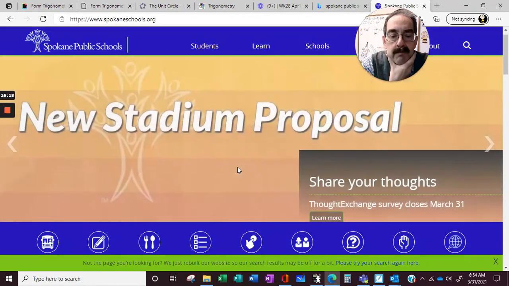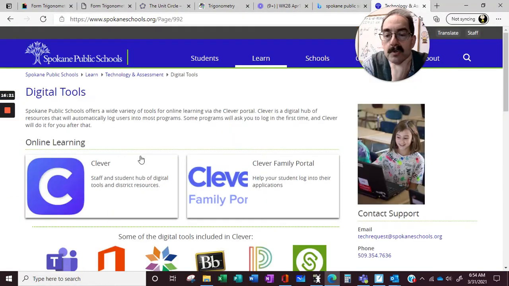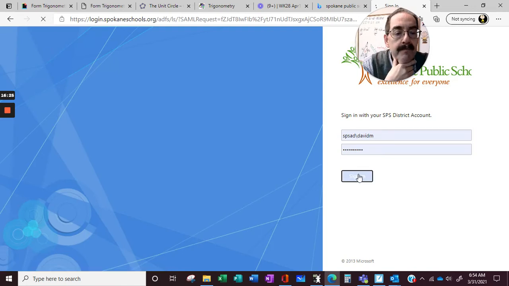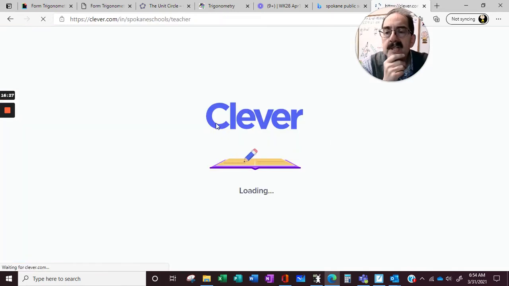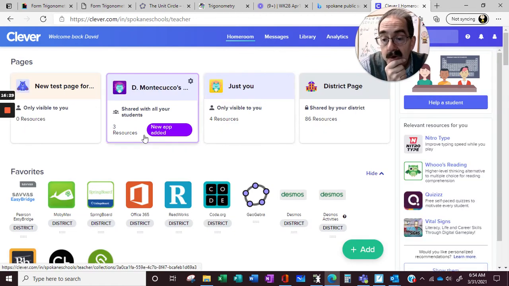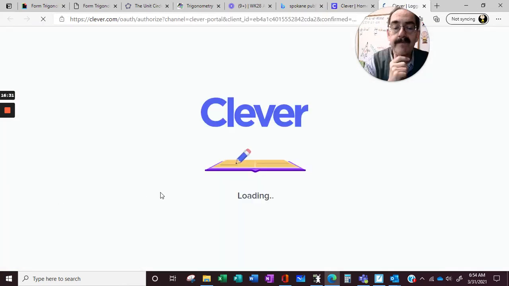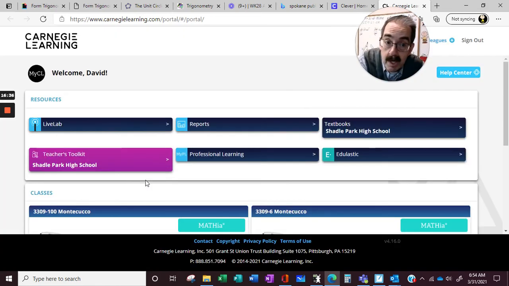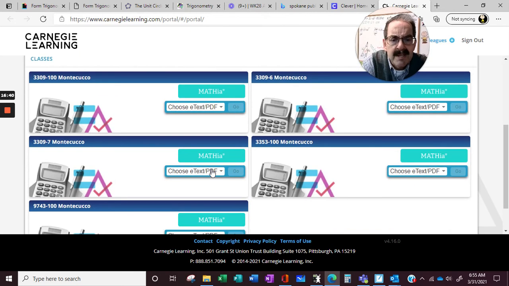And from Spokane Public Schools, we've got to find our digital tools. We've got to find Clever. We've got to log in. It's our email address. And we want to find Carnegie Learning. Boom. Okay. Now, as a class, we've moved everybody forward to the trigonometry part. So we're going to click on our Mathia button, and for this class, I think we're here.